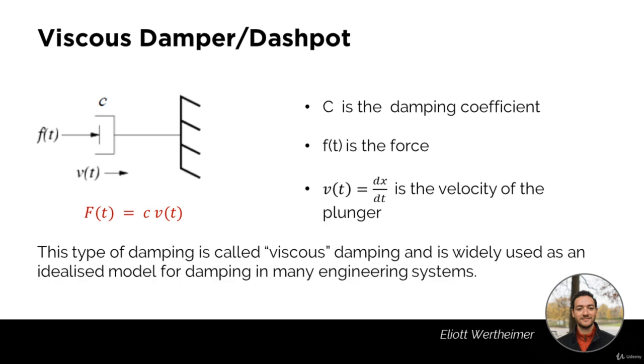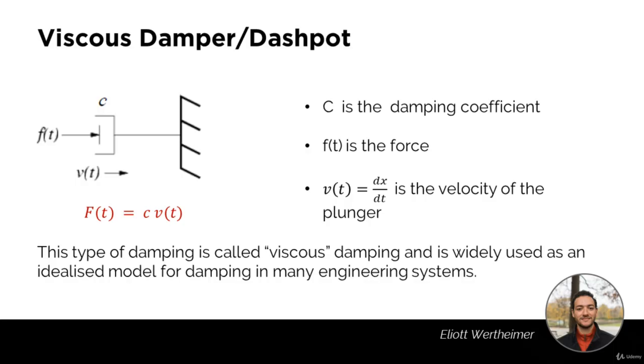The velocity is the velocity of the plunger, so the velocity of the extremity of the damper and how fast the chamber inside of it is moving. So here we can see that the force created by the damper is directly proportional to the velocity of its plunger, and it's proportional with respect to the damping coefficient. So the damping coefficient, like for the spring and the spring constant, is a given value with a damper, and it depends on the way that damper was built.